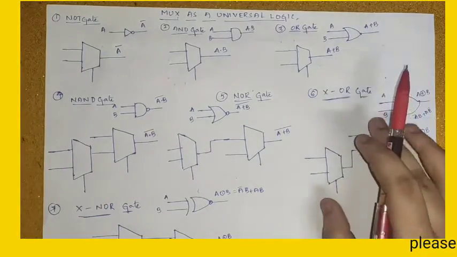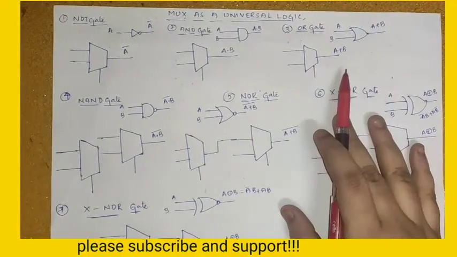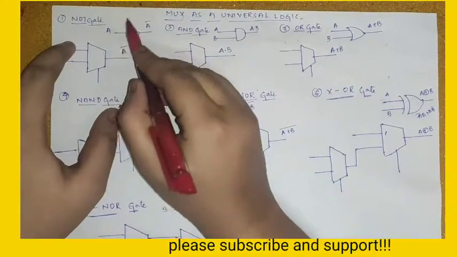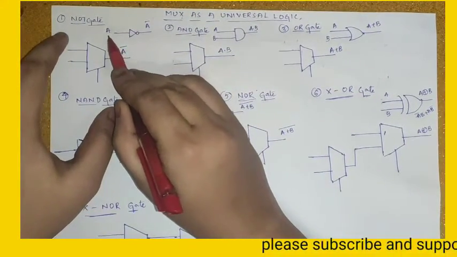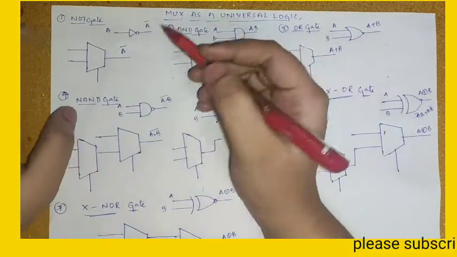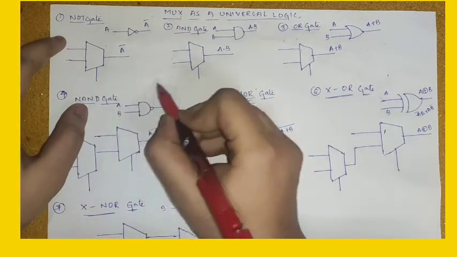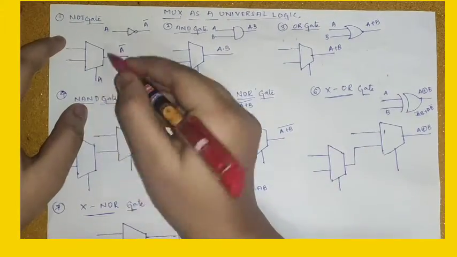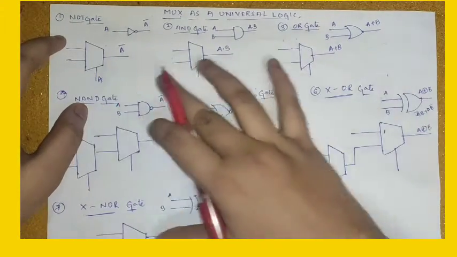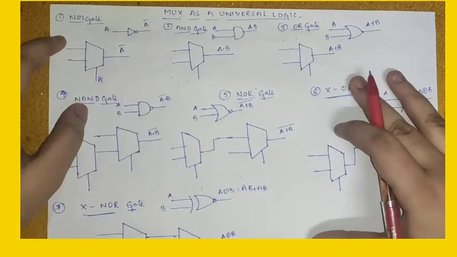Okay. So multiplexer as a universal logic. First we see the NOT gate. What is the NOT gate? If we give A, we get the output as A bar. So how can we design it by using the multiplexer? Let us take the selection line A for all the multiplexers.